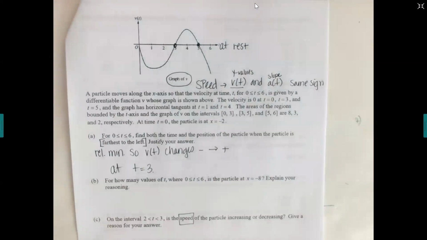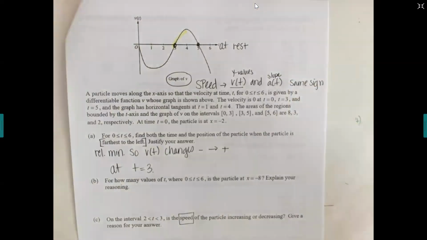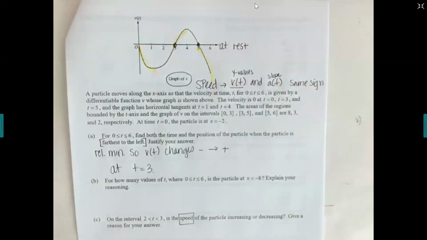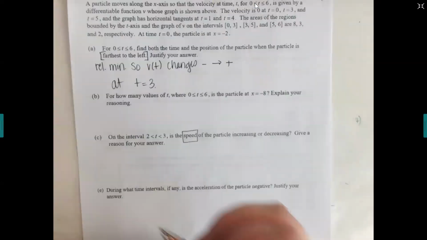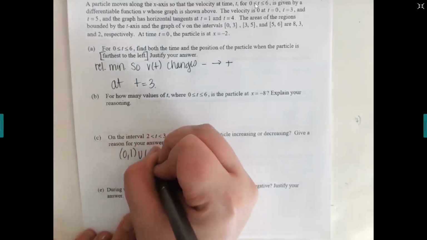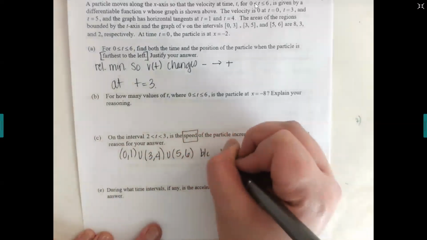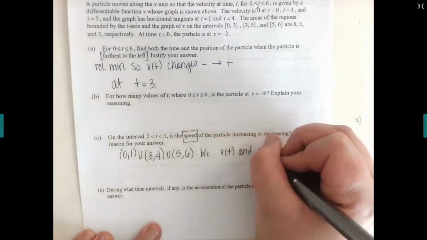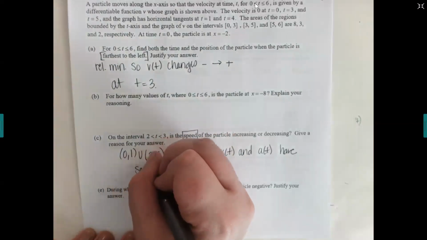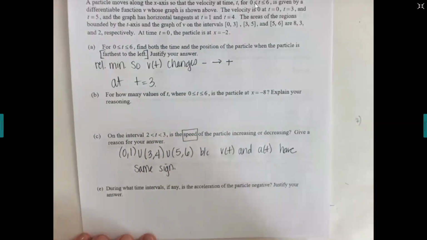Okay, where am I above with a positive slope? 3 to 4. Where am I below with a negative slope? 0 to 1 and 5 to 6. Okay, so 0 to 1 and 5 to 6, and 3 to 4. For my justification: because V of T and A of T have the same sign. Don't put weird stuff like they agree or they're equal. Those are not correct.